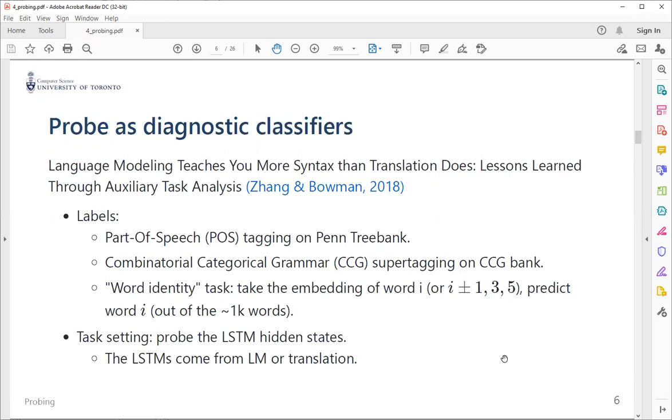And they also add the word identity task, which is a pretty interesting task. They take the embedding of the word i and i plus minus 1, plus minus 3, plus minus 5. This is the word i and its several neighbors, and they try to predict the word i among around 1K vocabulary. And the task setting is to probe the hidden states of the long short-term memory. And the LSTMs come from either language modeling or translation.